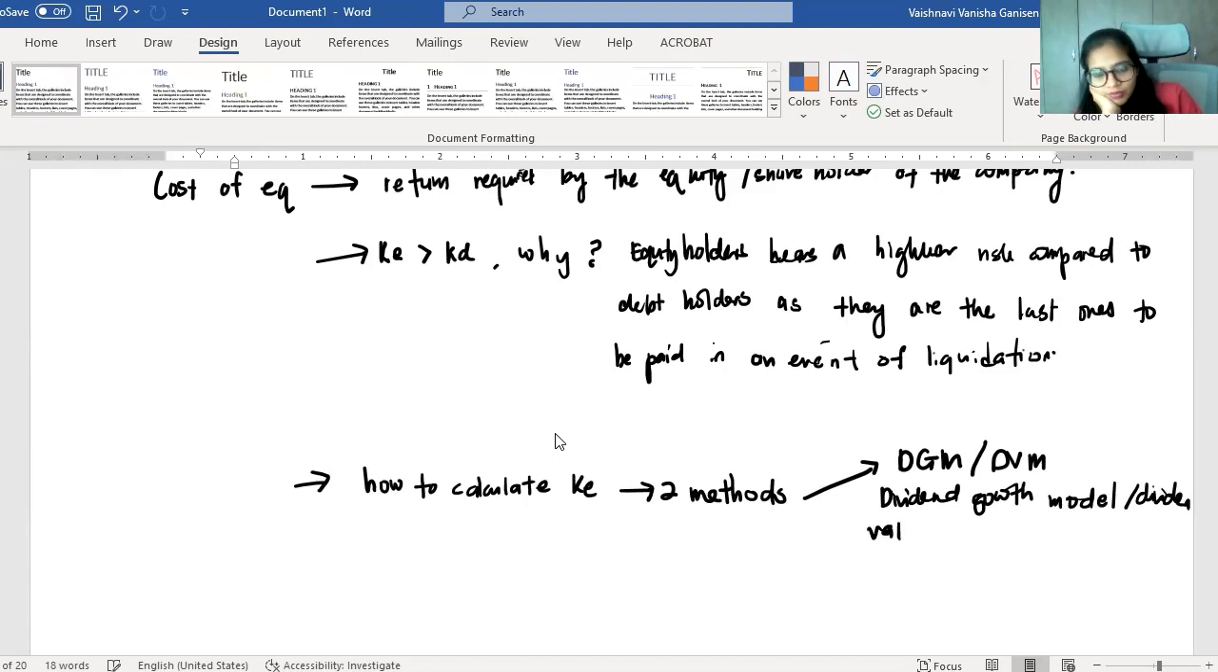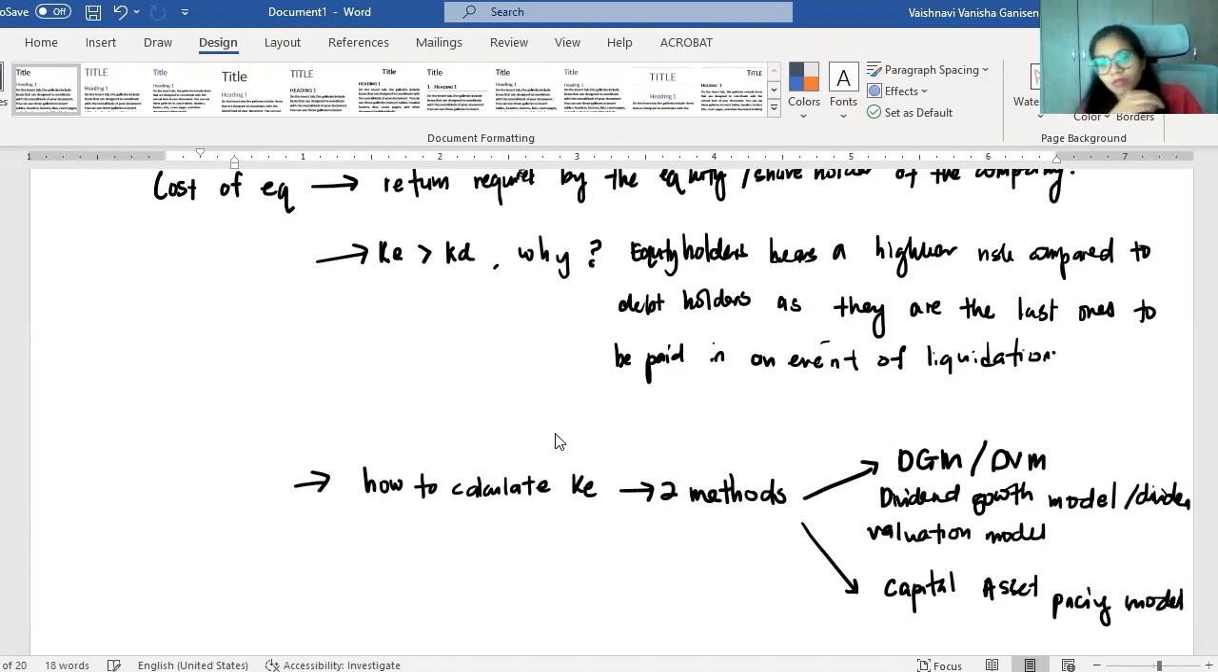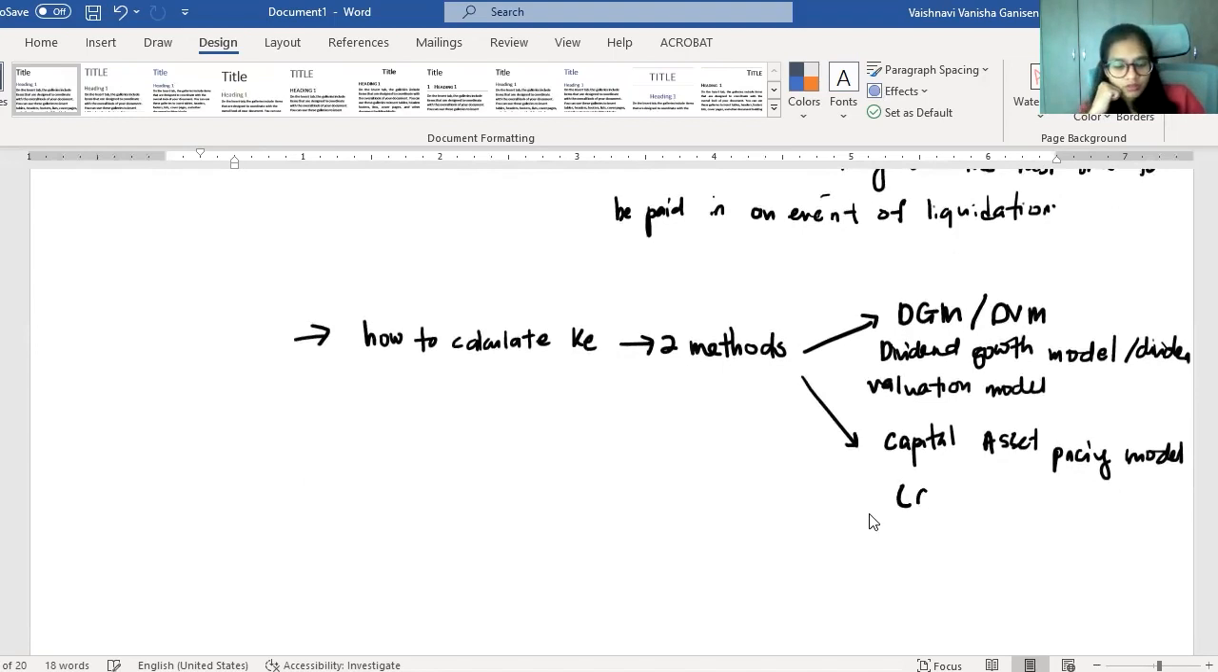Dividend valuation model. And you have the capital asset pricing model, which is called CAPM. Okay, so these are the only two models, or these are the only two methods that we use to calculate your cost of equity.